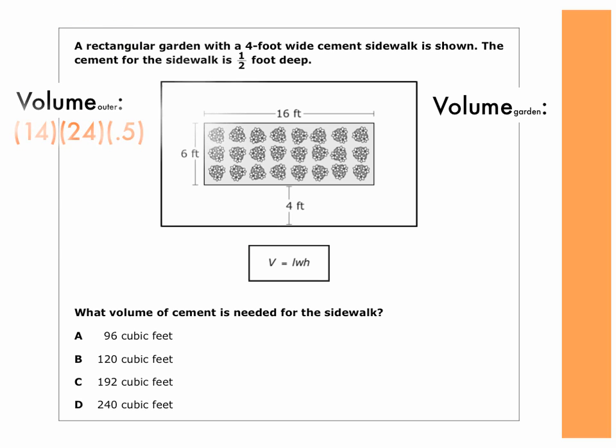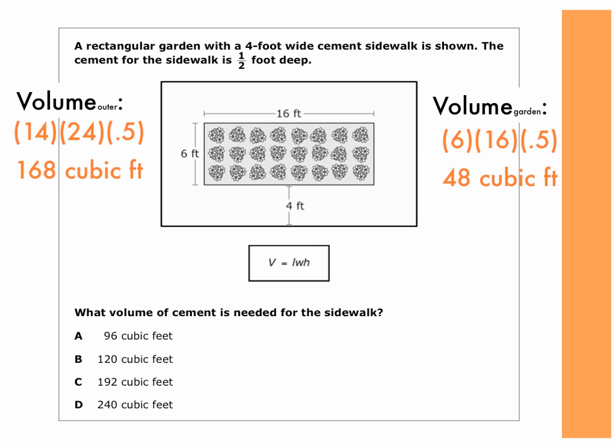So the volume of the outer is going to be 14 times 24 times 0.5. We know that the cement sidewalk is half a foot deep. I just went ahead and wrote it as a decimal because it doesn't matter, first of all, but also it's just kind of easier to write on here. So 14 times 25 times 0.5 is going to give you a volume of 168 cubic feet for the whole larger rectangle. I'm going to use that same formula to find the volume of the garden, which is going to be 6 times 16 times 0.5, which is 48 cubic feet.